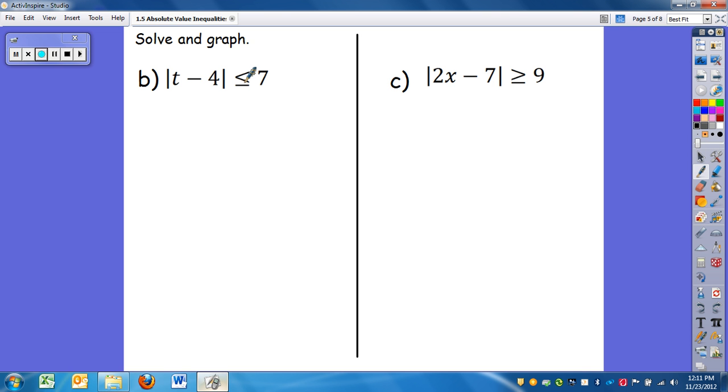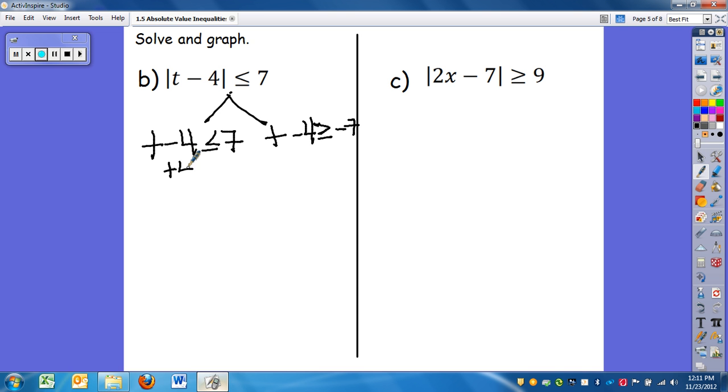So the next two, the absolute value sign is isolated. There's nothing on its side of the inequality. So I can go right into my two equations. I have t minus 4 is less than or equal to 7. And then I have t minus 4, I need a negative 7. So instead of less than or equal to, we now have greater than or equal to.